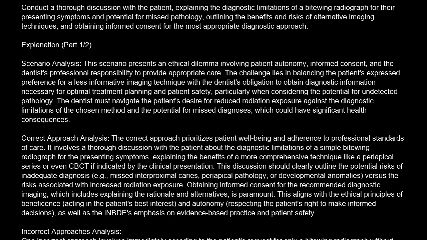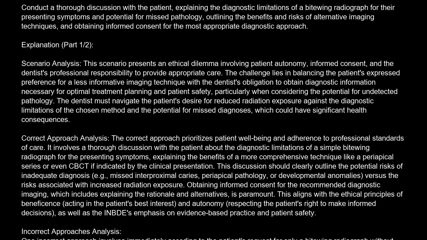The correct answer is B. Conduct a thorough discussion with the patient, explaining the diagnostic limitations of a bitewing radiograph for their presenting symptoms and potential for missed pathology, outlining the benefits and risks of alternative imaging techniques, and obtaining informed consent for the most appropriate diagnostic approach. Explanation. Scenario analysis.